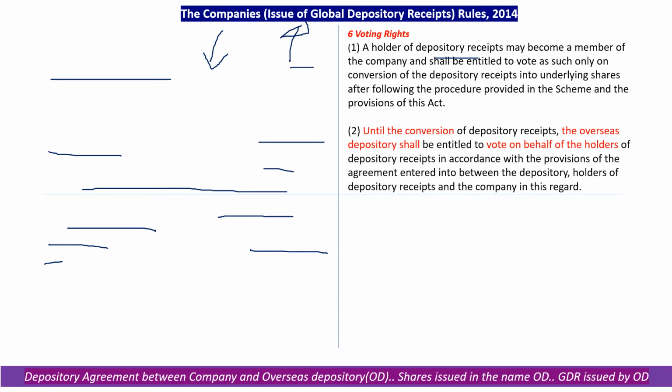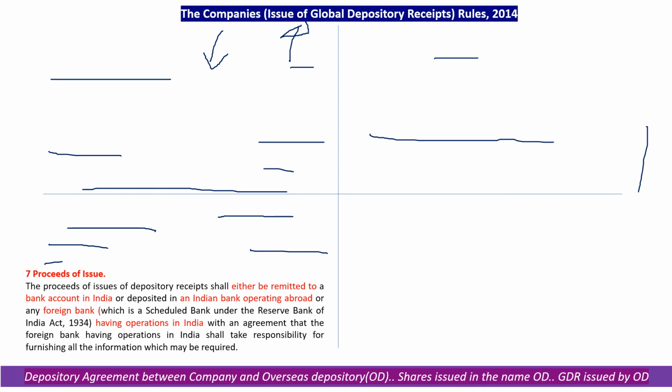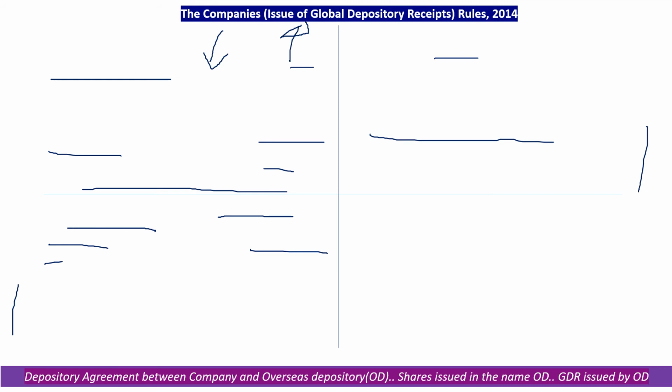And the persons who have bought these GDRs outside the country will enter the register of members only when they convert GDRs into shares and become members of the company. Then only they will be directly becoming the members of the company and enter the register of members. Proceeds of the issue have to come from the overseas bank into the Indian bank by way of remittance.